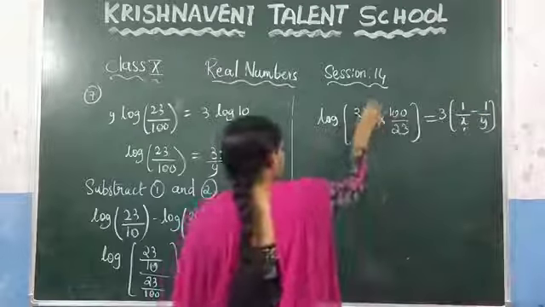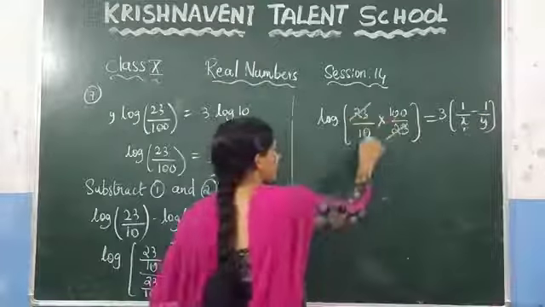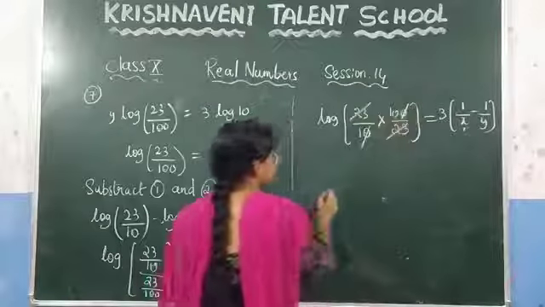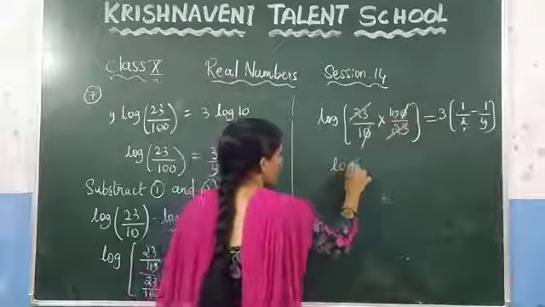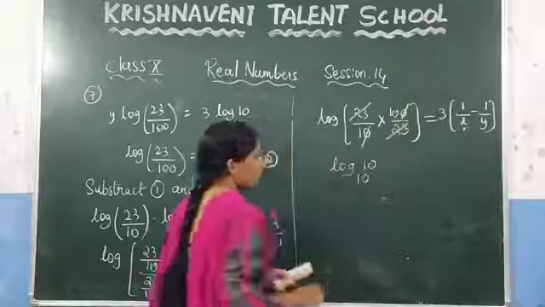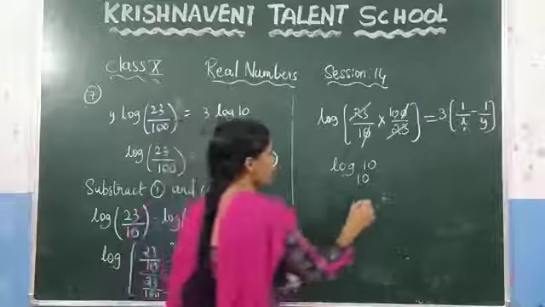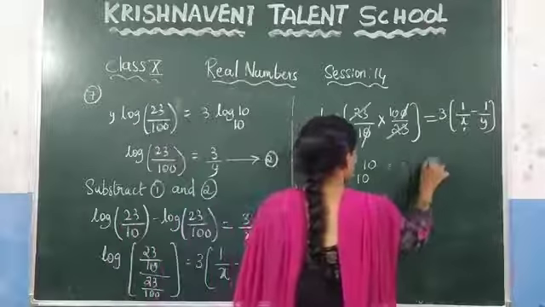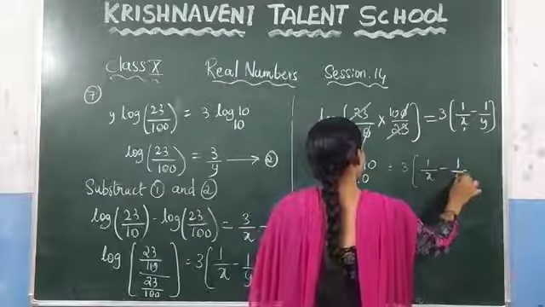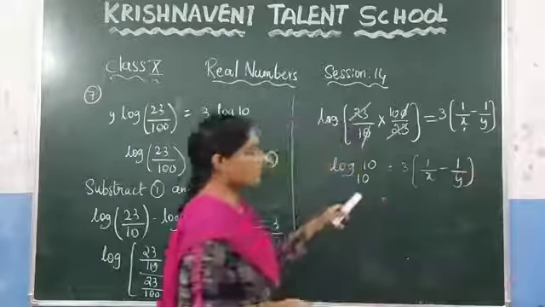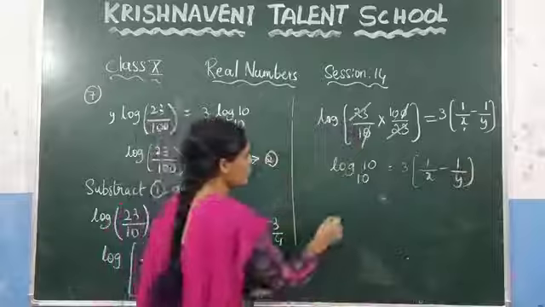Now you can observe that this 23 will get cancelled. Here 10 will get cancelled. What will you be left with here? Log 10. If the base is not given, you can take the base value as 10. This value we got as 3 into 1 by x minus 1 by y. You know that log 10 to the base 10 is nothing but 1.